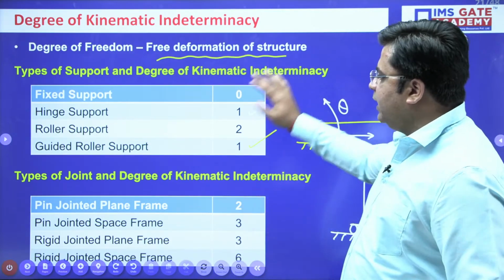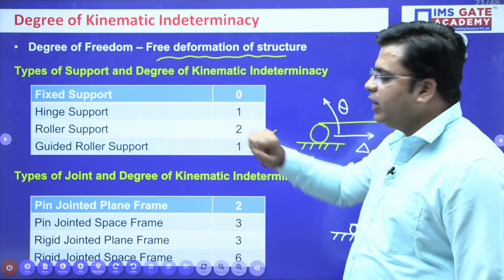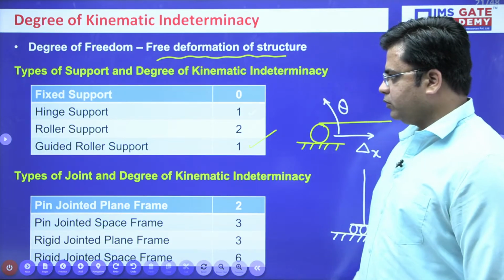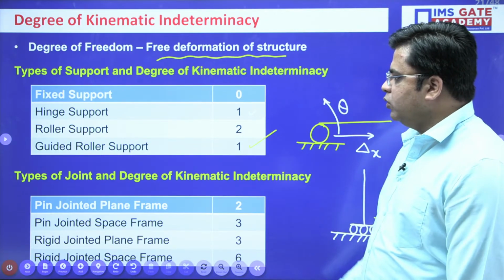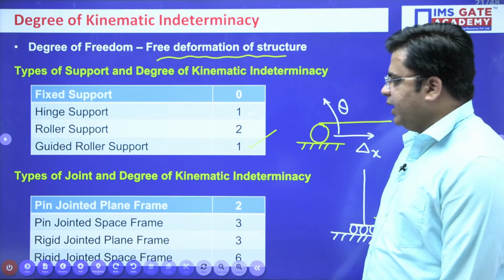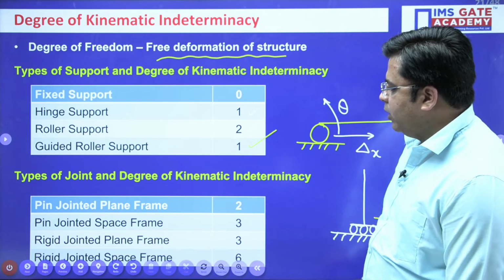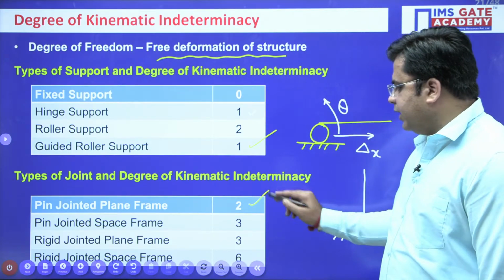So this is very important. You need to keep a check on the degree of freedom depending upon the different type of support. For a fixed support, it is 0. For hinge support it is 1, for roller support it is 2, and for guided roller support it is again 1. When we talk about the type of joints and the degree of freedom, for a pin jointed plane frame, the degree of freedom is 2, right?